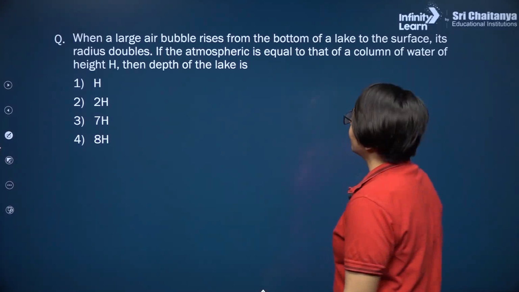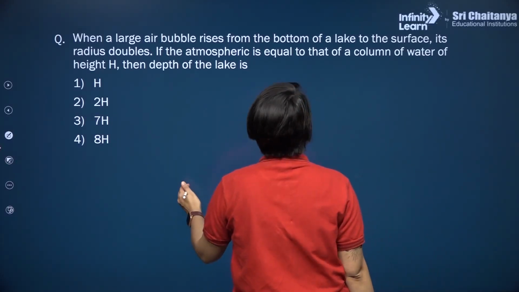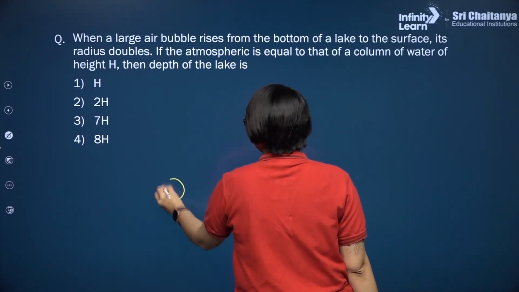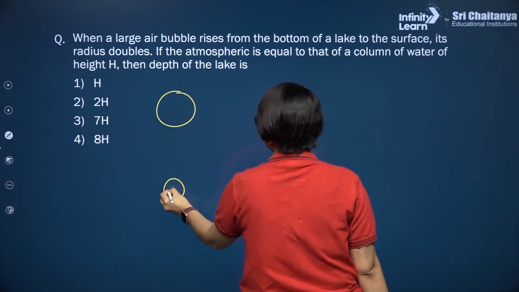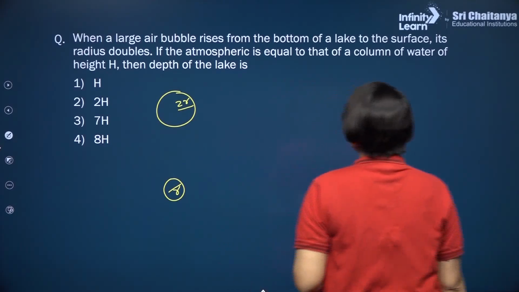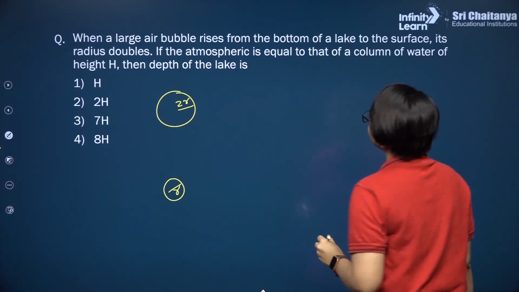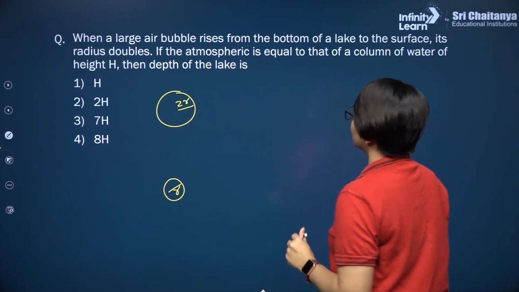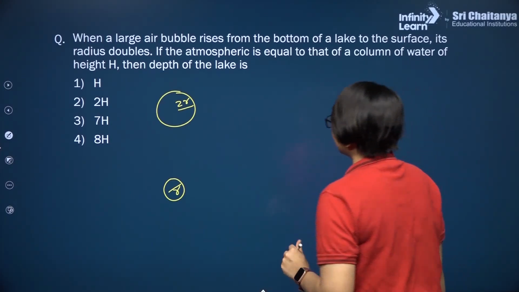When a large air bubble rises up from the bottom of a lake to the surface, its radius doubles. If the initial radius is r, the final is 2r. If the atmospheric pressure is equal to that of a column of water of height h, then the depth of the lake is.